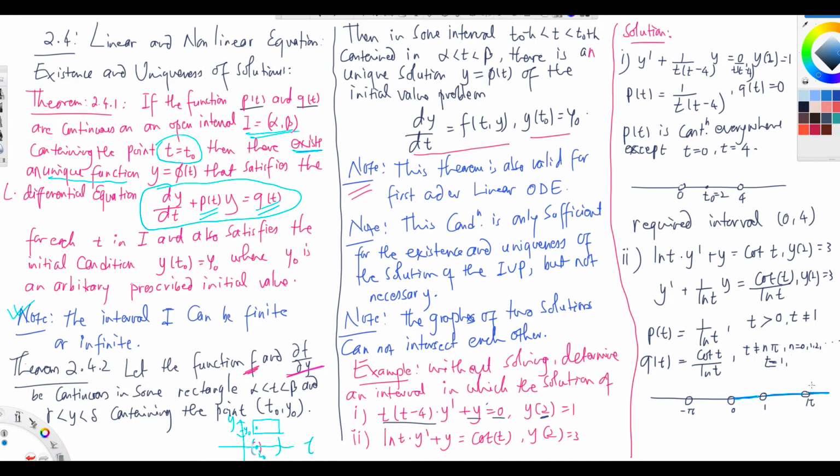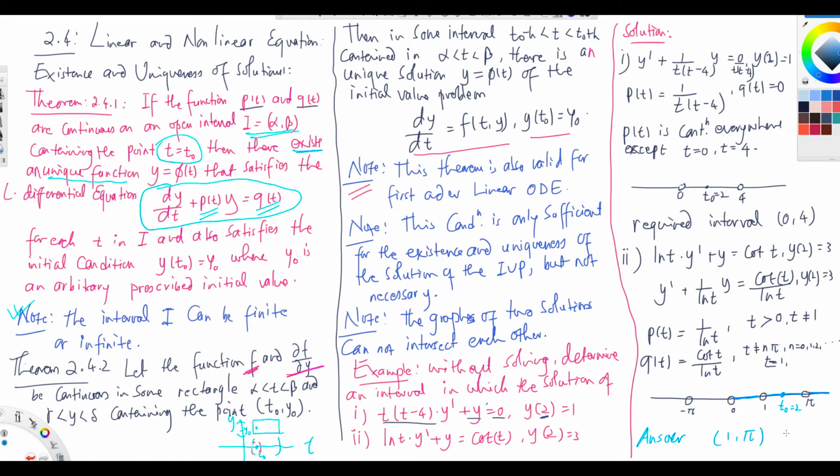All right, now which piece has the initial condition? It says y(2) equals 3, so 2 falls here, right? So t0 equals 2 falls here. So what is the required interval then? So the answer is, I would say, 1 through pi, right?